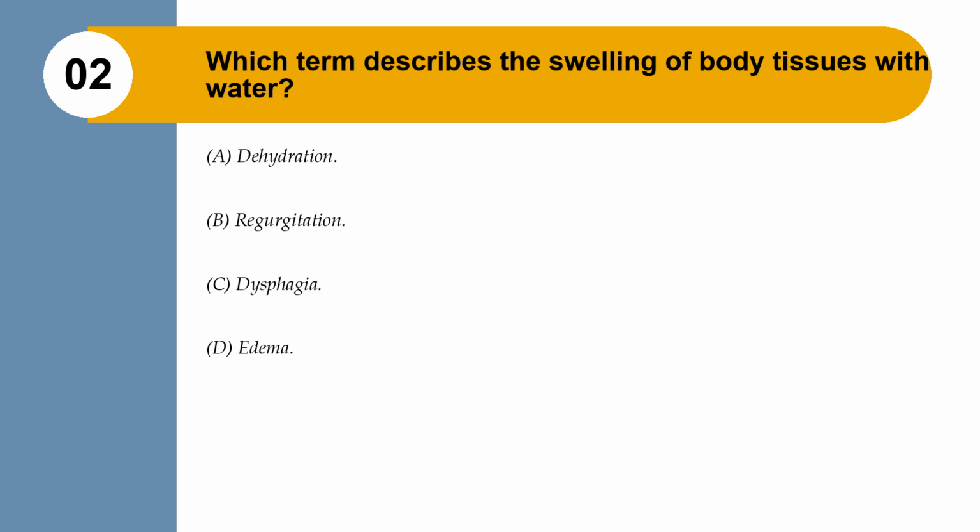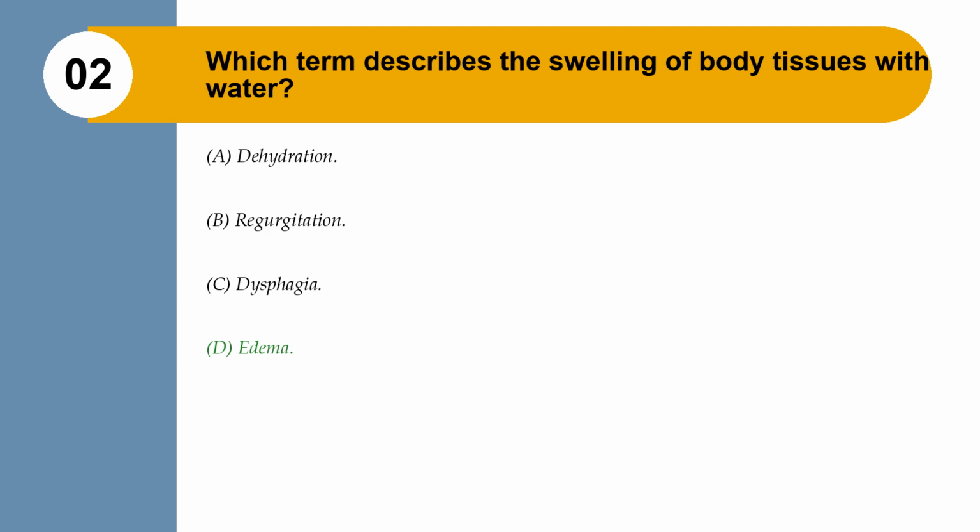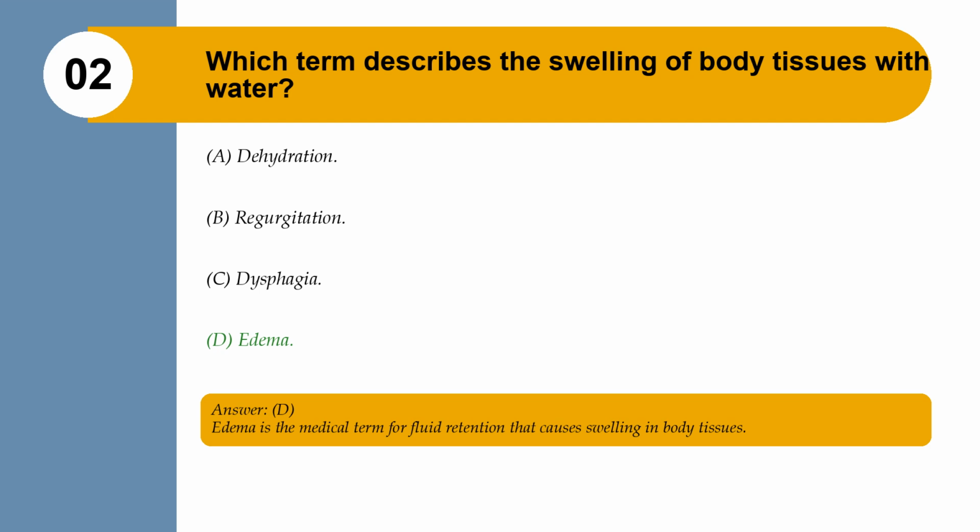Question 2. Which term describes the swelling of body tissues with water? Option A. Dehydration. Option B. Regurgitation. Option C. Dysphagia. Option D. Edema. The correct answer is option D. Edema. Explanation. Edema is the medical term for fluid retention that causes swelling in body tissues.